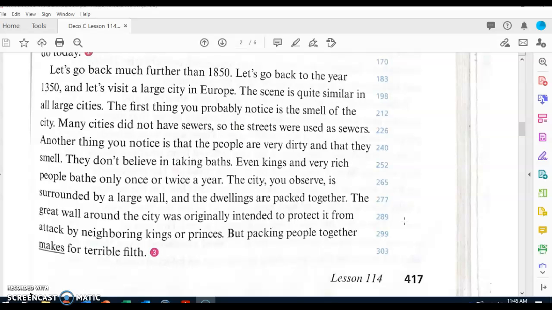A European city in the year 1350 would smell because the streets were used as sewers. Why were the people dirty? People were dirty because they did not believe in taking baths. Now, why was the city surrounded by a large wall? The city was surrounded by a large wall in order to protect the city from attacks.